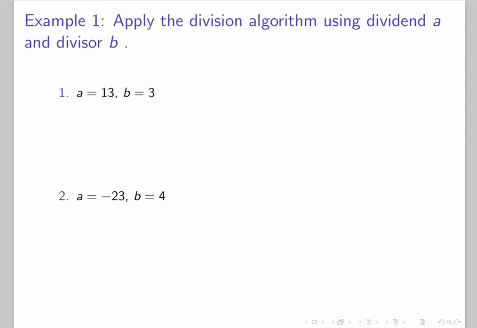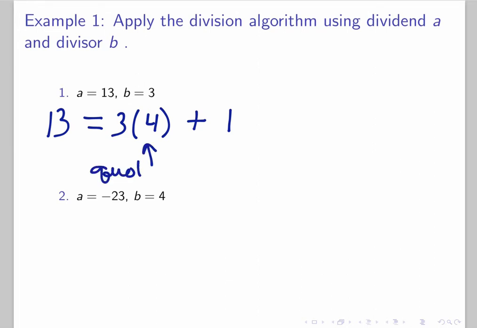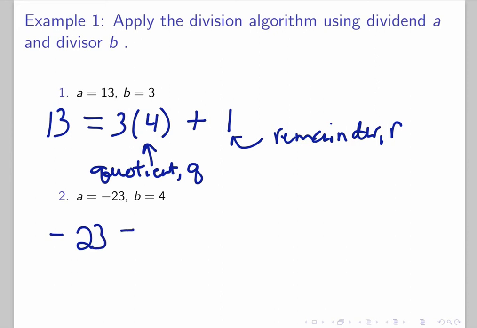So if we now think about this example, we're going to apply the division algorithm using the dividend a, so we're dividing into a, and what we're dividing by is given by b. So we have 13 and we're dividing it by 3. So 13 is 3 times 4, that gives us 12, and so we have a remainder of 1. So this is the division algorithm expression of dividing 13 by 3. 3 goes into 13 4 whole times with a remainder of 1. So that 4, the number of whole times, is called the quotient, and the 1, what was left over, is called the remainder.